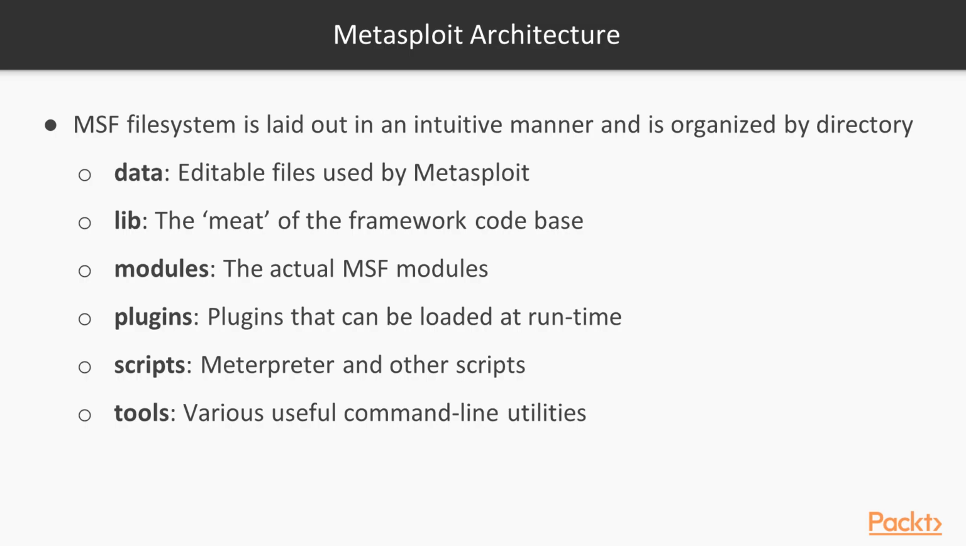Now here we will see that the directory with the name data contains the editable files used by Metasploit. The lib directory is the meat of the framework code base. The modules directory contains the modules as we have already seen. The plugins directory would contain those plugins that can be loaded at runtime depending on what we are trying to exploit. The scripts directory contains the scripts like Meterpreter and other scripts that can be used during the attack, and the tools directory contains the various useful command line utilities which can be used along with Metasploit.